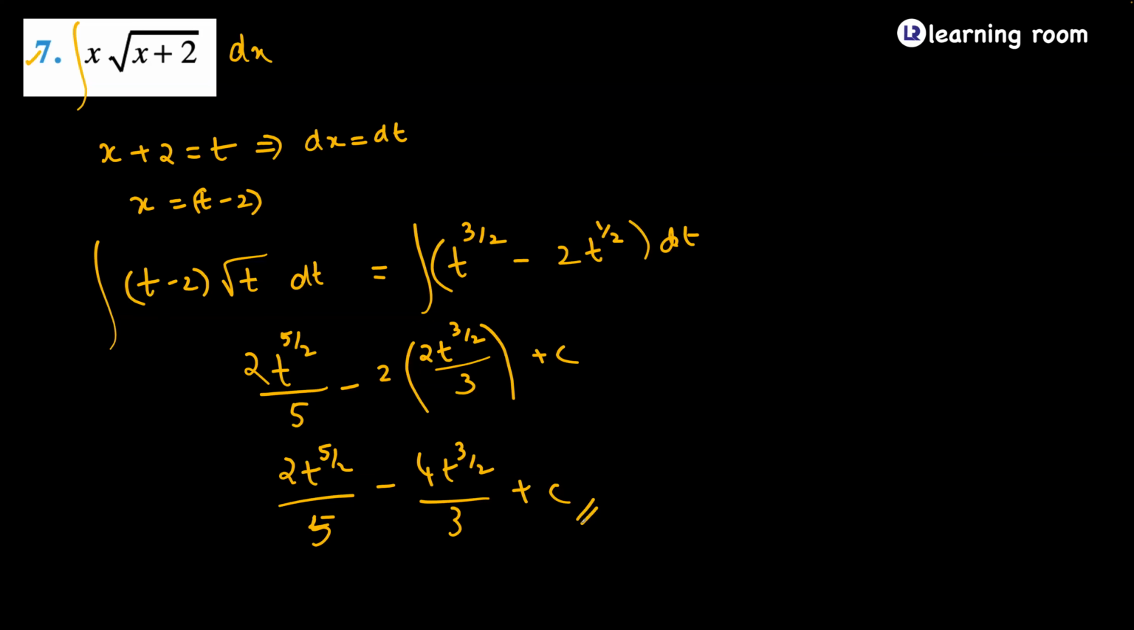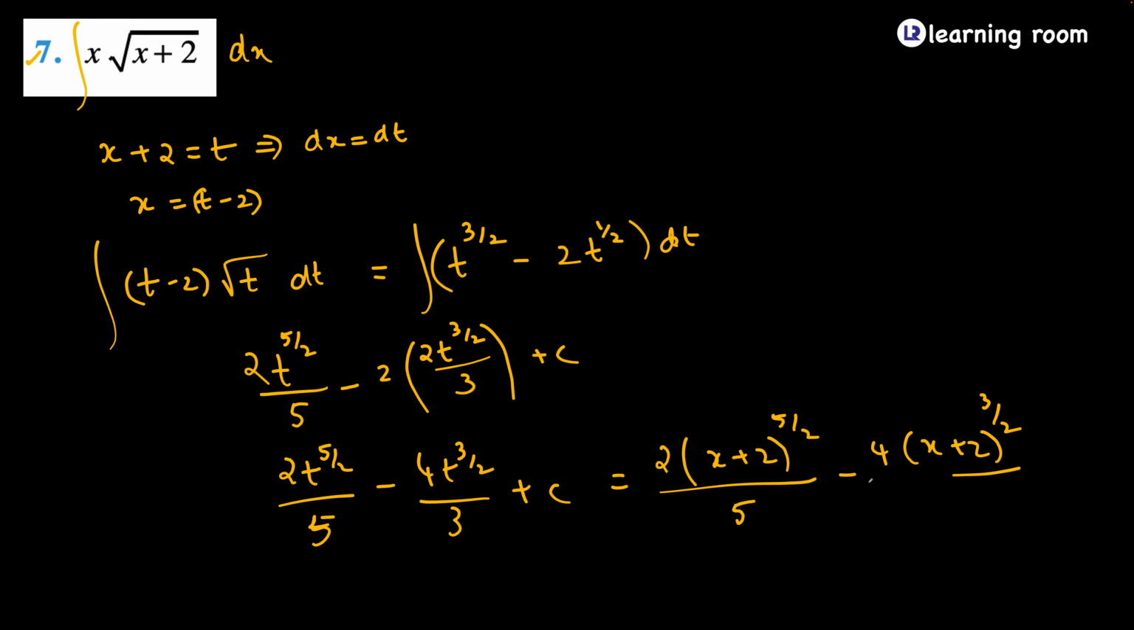Sorry, we need to write it back in terms of x, no? So this will be equal to 2 into, what is the value of t? x plus 2, the whole power 5 by 2 by 5, minus 4 into x plus 2, the whole power 3 by 2 by 3, plus c.